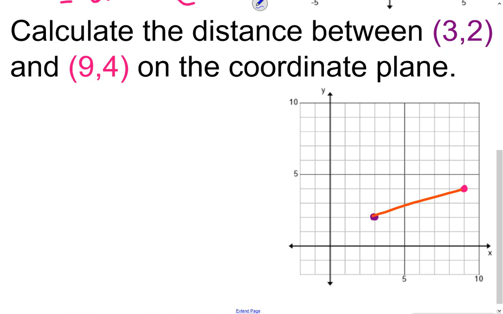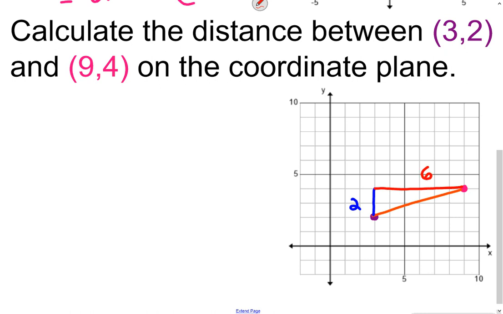So I'm going to start with my purple point, and this time I'm going to go up until I would get to the height of the pink point. And then I'm going to go to the pink point, and I'm going to go to the left until I would hit the purple point above it. And now I just need to figure out how long are those two legs of my right triangle. Well, the vertical one is 2 units long. The horizontal one is 1, 2, 3, 4, 5, 6 units long.